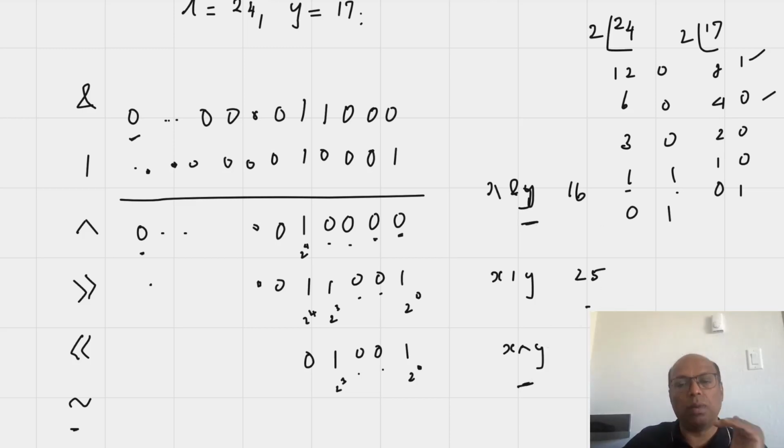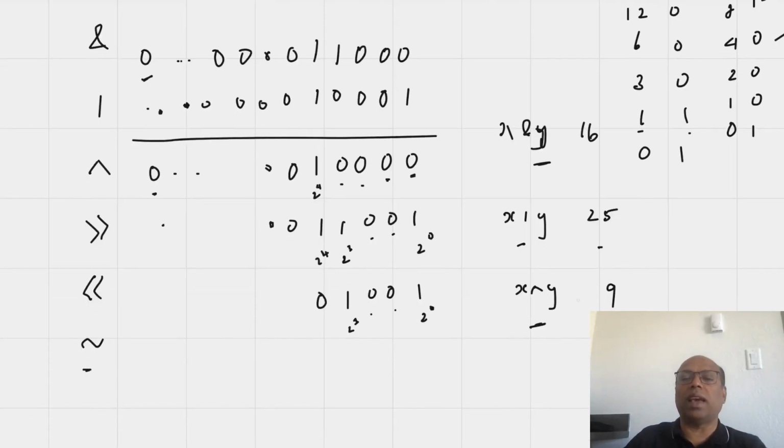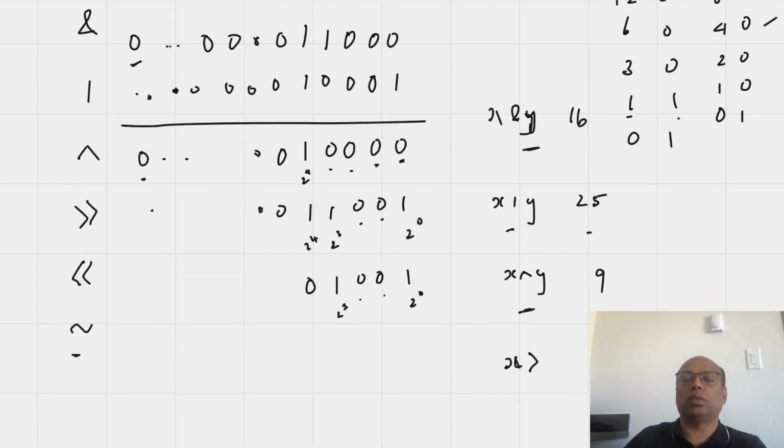25. Why? Because in AND you take only both the ones. In exclusive OR, you reject both the ones. Whereas in OR, you include everything. Okay.